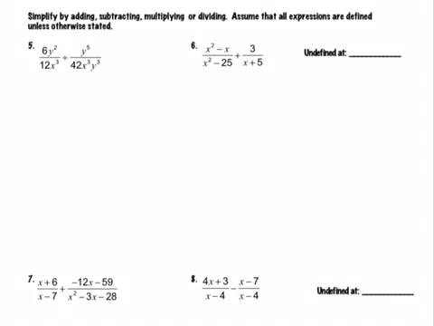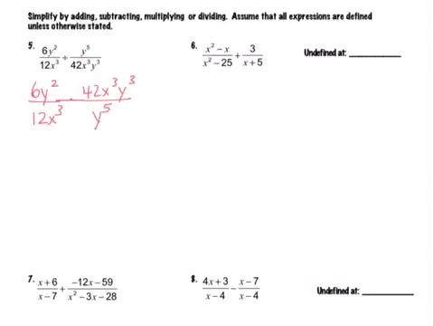So, for the first one, it is dividing. So we have to copy, dot, and then flip these two. So I'm going to rewrite it. 6y squared all over 12x cubed times 42x cubed y cubed all over 5 to the 5th. And technically we can just say this is all 1. That's what I like to do. And then I like to just start reducing.